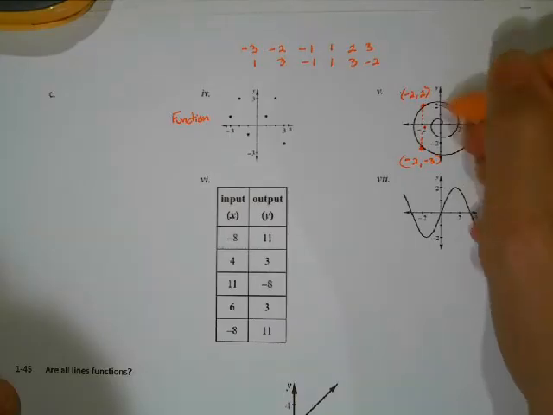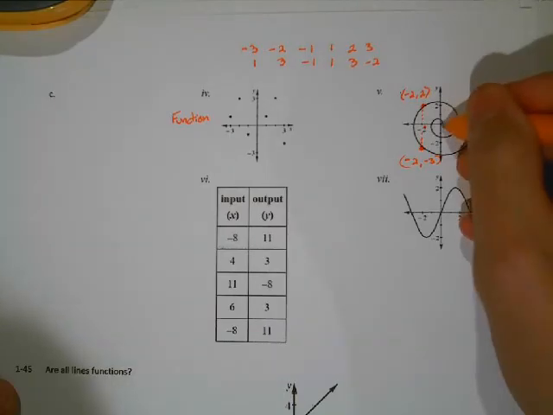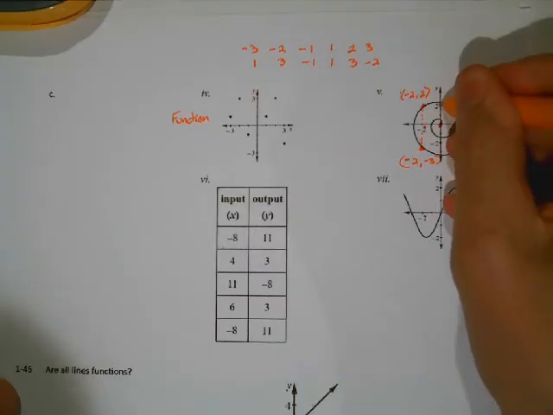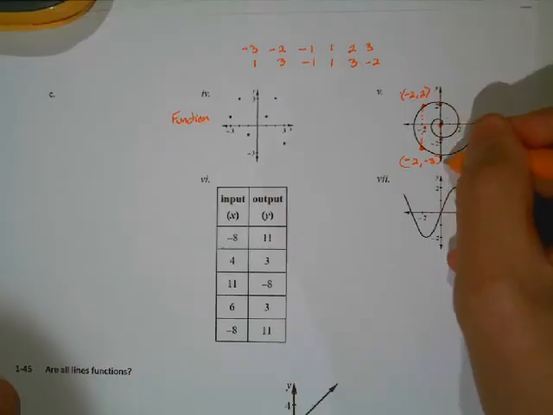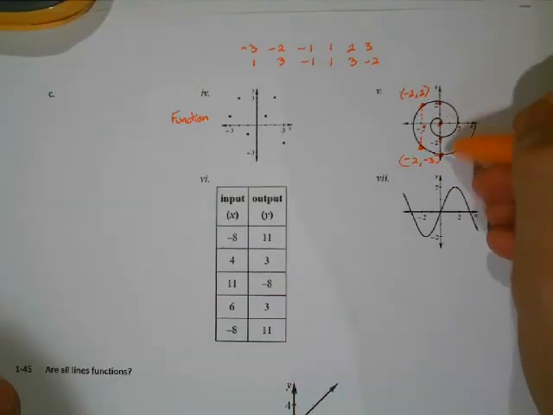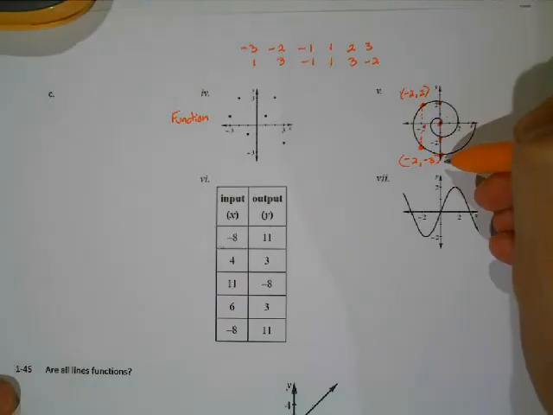The big one here is 0. Look at the x value of 0. I've got a point here, I've got a point here, I've got a point here, and I've got a point here. If I plug in 0 into this function, I get 1, 2, 3, 4 different answers. That's like plugging something into your calculator and then getting 4 different answers 4 different times that you do it, which makes it not a function.